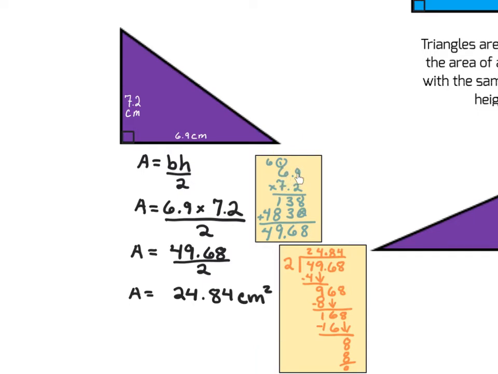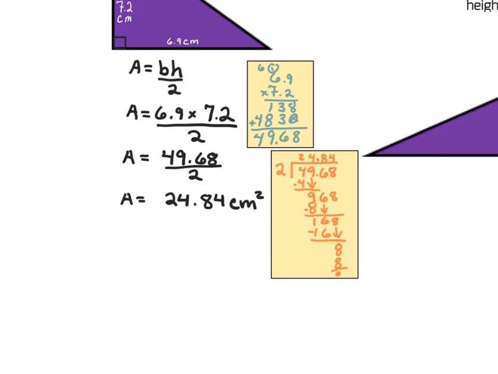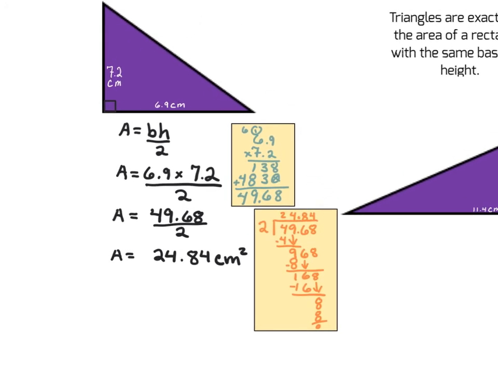Now I did that work over here. I got 6.9 times 7.2, and that gave me 49.68. So I plugged that 49.68 right here, and then divided by 2. And now I did my work right here for that. So I've got 2 divided into 49.68, and I came up with 24.84. So right here is your answer. Area of this triangle right here equals 24.84 centimeters squared, or 24 and 84/100ths centimeters squared. Bam! There you have it. That is how you solve for the area of a triangle like this, a right triangle.